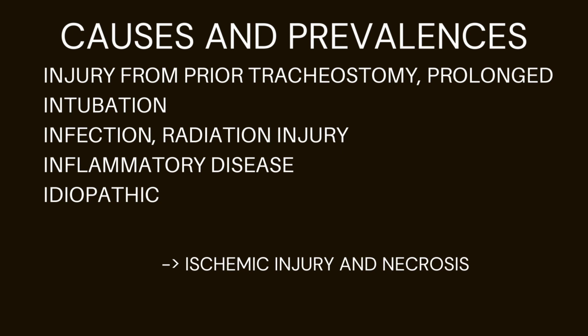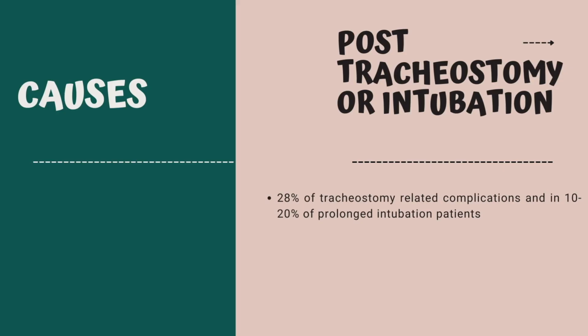Basically, anything that can cause ischemic injury and necrosis could potentially lead to tracheal stenosis, such as injury from prior tracheostomy or prolonged intubation, infection, tracheitis, radiation injury, and inflammatory disease involving the trachea could also cause tracheal stenosis. When there is no identifiable cause, then this is idiopathic tracheal stenosis.